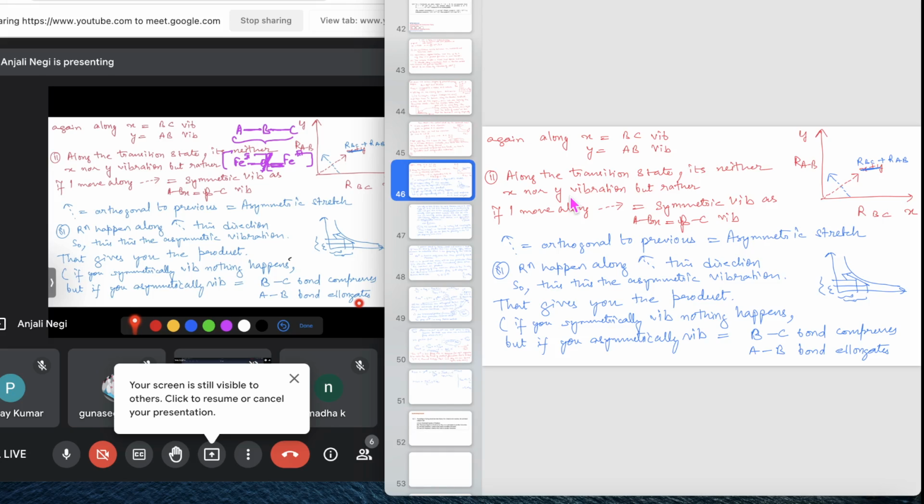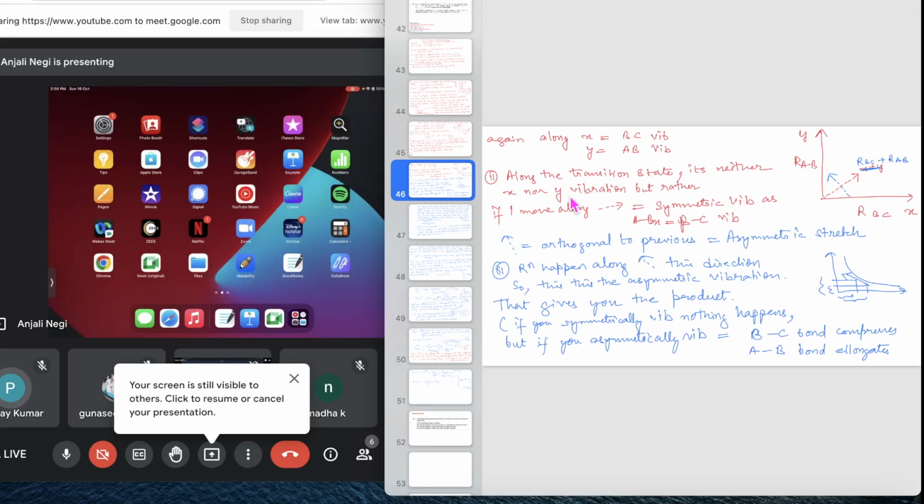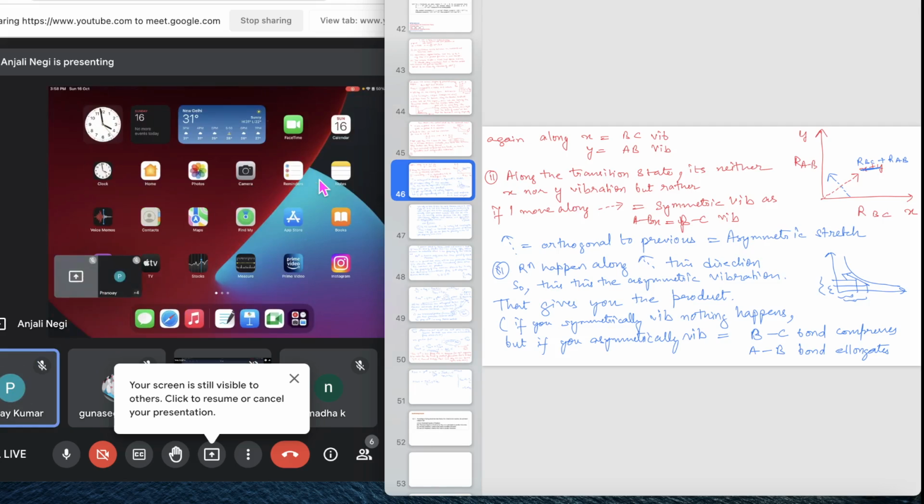So that is why it is asymmetrical stretch. So am I able to make it clear? So Pranoy? Absolutely, ma'am. Okay. Thank you. Yeah, welcome.